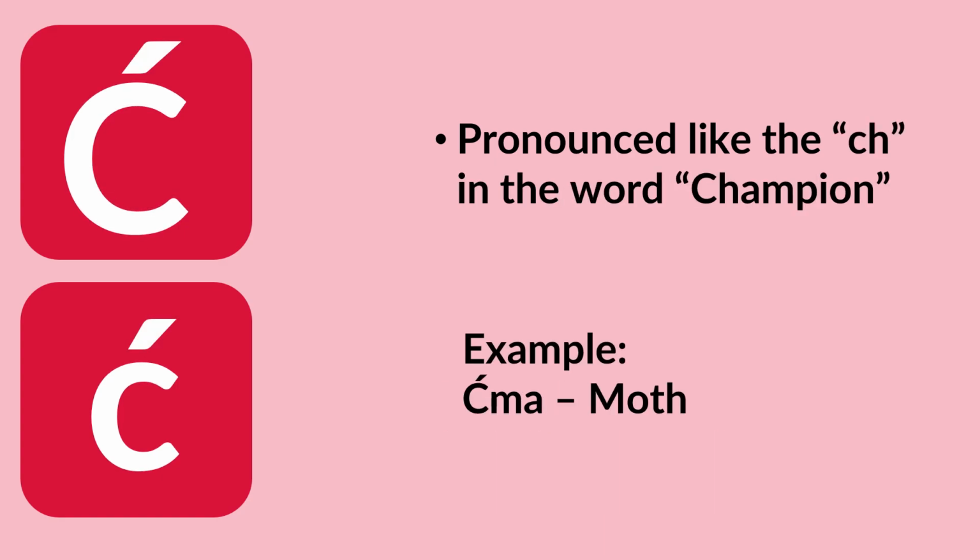As you can see, this letter has a slash above it, meaning that it has a diacritic, and it will sound completely differently to a normal C. This letter is pronounced as ch, and it sounds like the C and H in the word champion. An example of the letter ć being used in a word is ćma, which means moth in English.